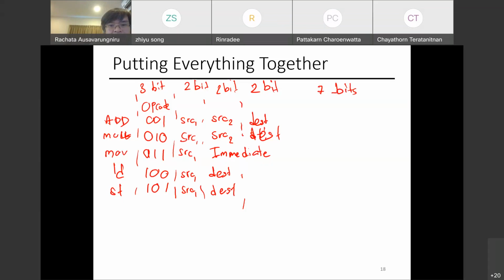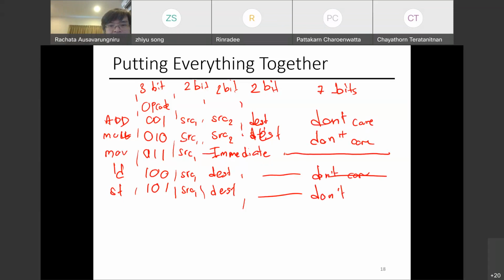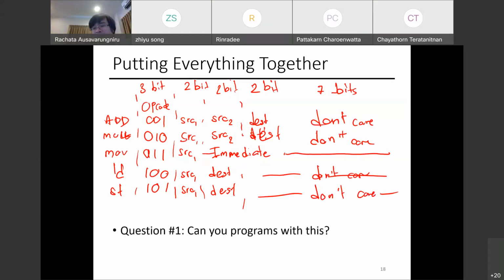Right. For the add, this is don't care. For the multiply, this is still the immediate. This is don't care since these bits. And this whole thing is also don't care. Now, let me ask you this. Is this functional? Can you write a program with just these 5 instructions? This is really simple, right? So can you write a program with this?